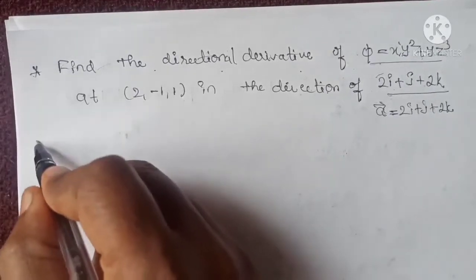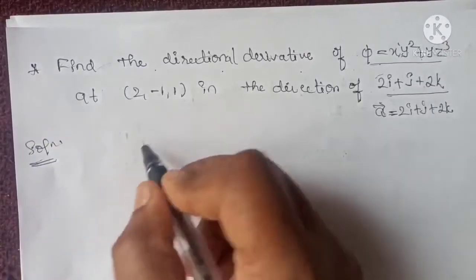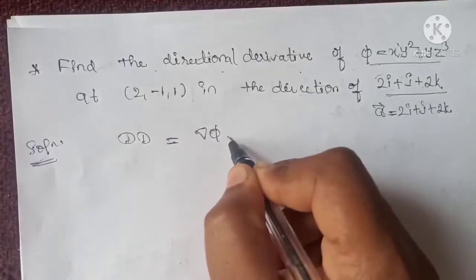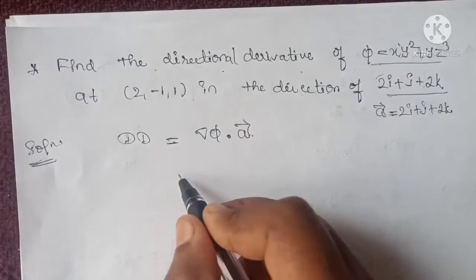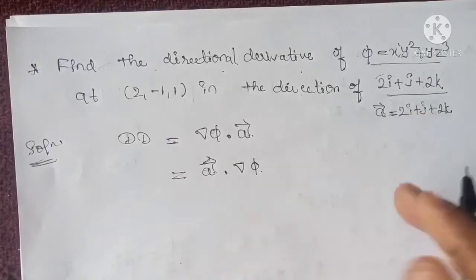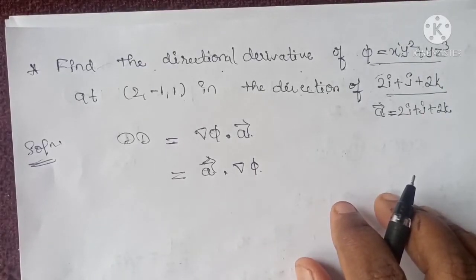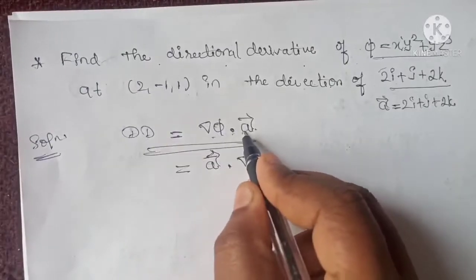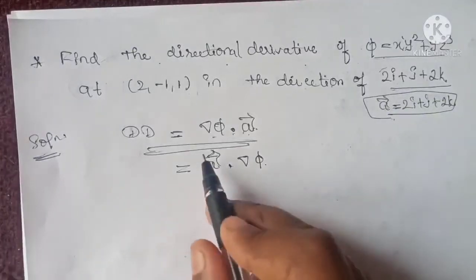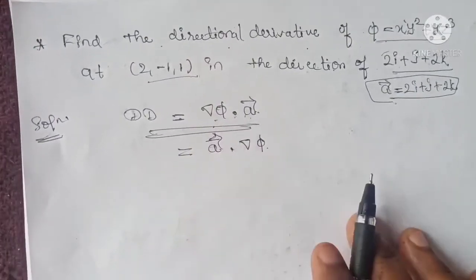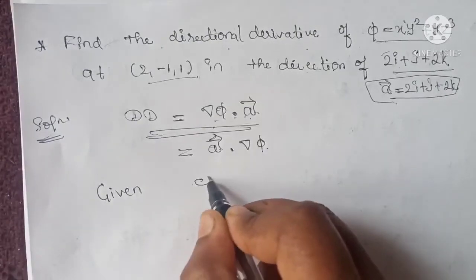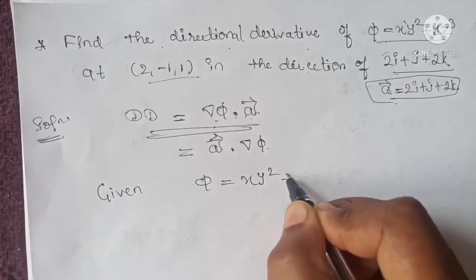So we know the directional derivative formula: the directional derivative is equal to del phi dot vector a, or you can also write it as vector a dot del phi. You can take any one of these. Okay, we take this formula del phi dot vector a. So vector a is already given, we have to find the del phi value at this point. Therefore first we consider the given surface, phi equals xy square plus yz cube.